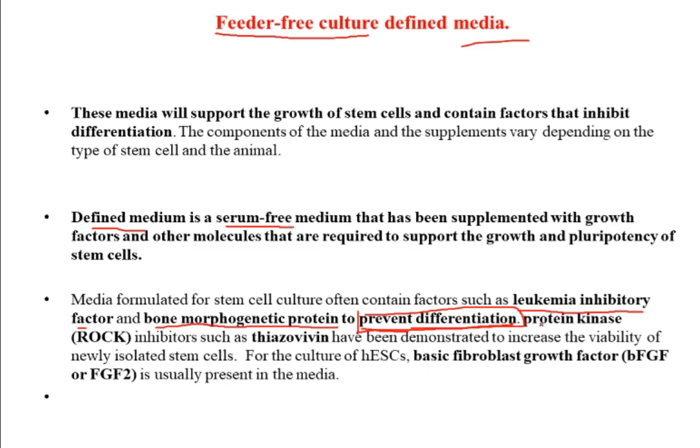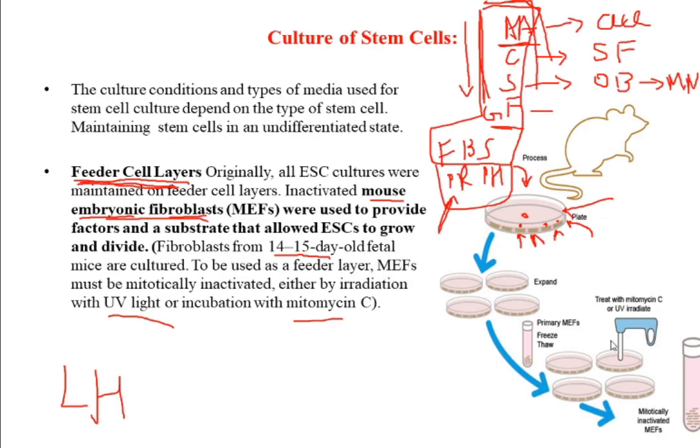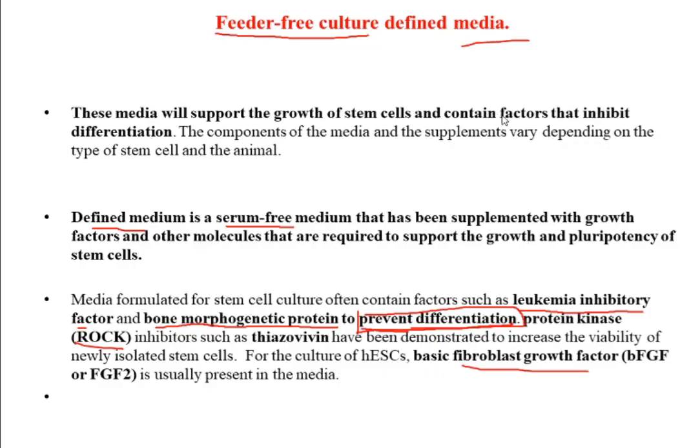So these are the factors: the protein kinase inhibitors, which are signaling inhibitors like thiazolidine, and besides this we add factors like basic fibroblast growth factor, which stimulates the stem cell to divide. The important ingredient is the media, which has almost everything required by the cell. Besides this we add certain things, for example leukemia inhibitory factor, which prevents the stem cell from differentiating. And the third thing we add is growth factors, which promote growth.